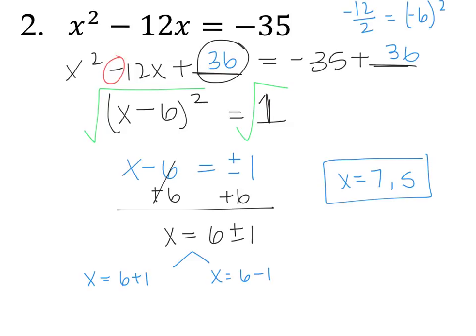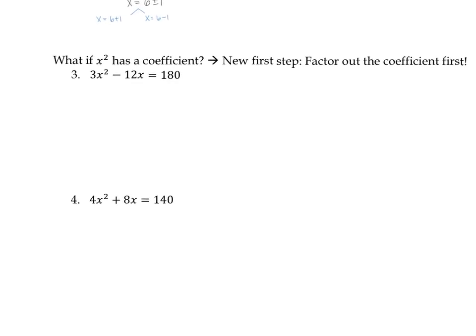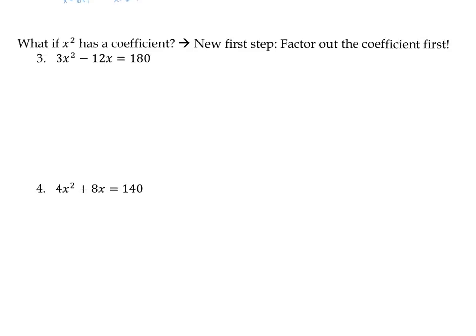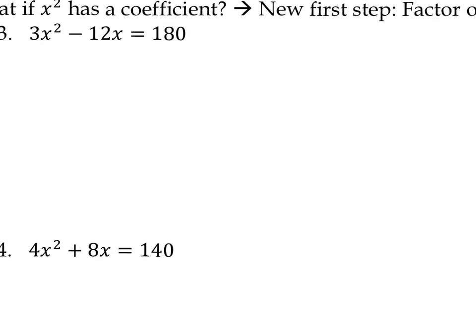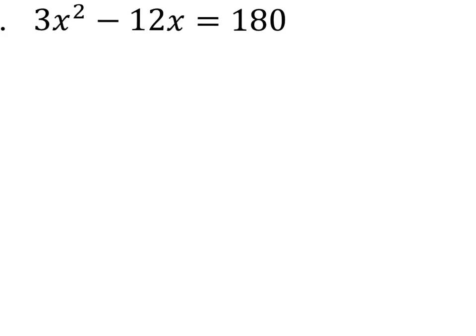Let's move on to number 3. Now, number 3 is a little bit different. I have a coefficient in front of that x squared, so I have to get rid of that coefficient first. So I'm going to go ahead and just zoom into this problem. All right. Got to get rid of that coefficient, so we're going to factor it out.